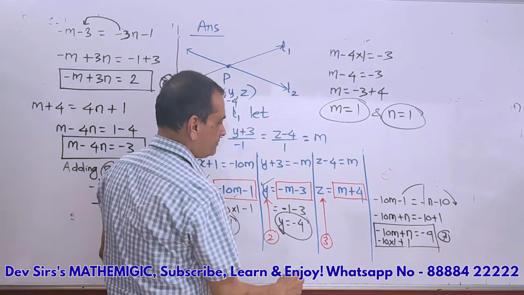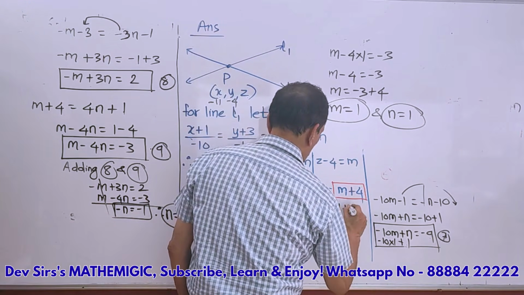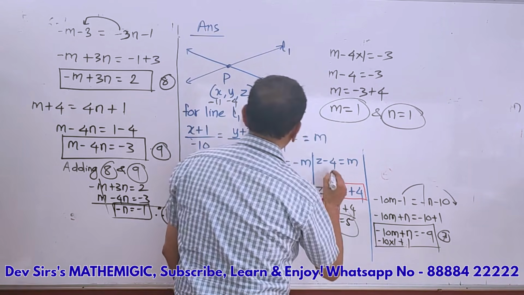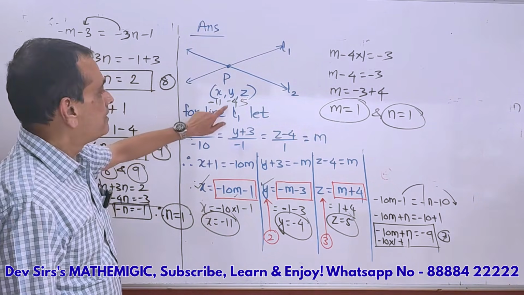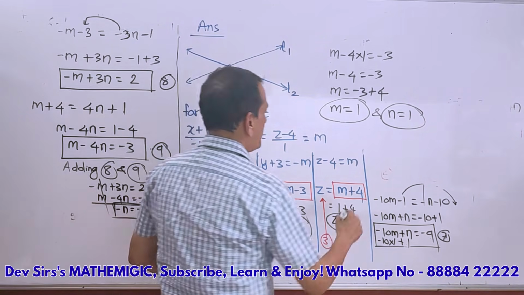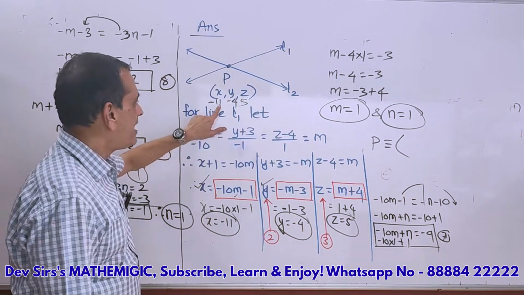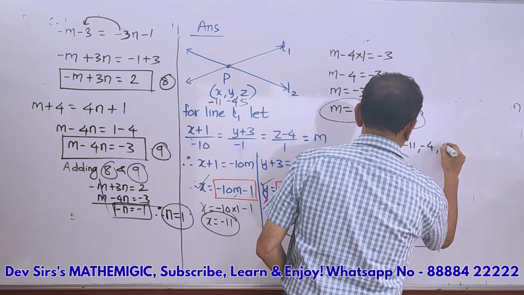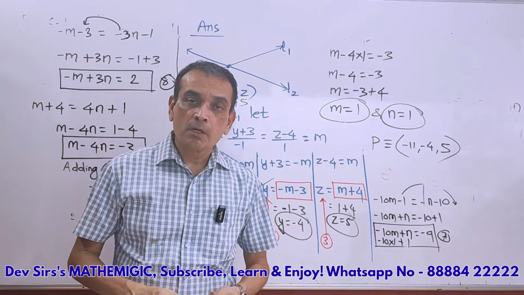z equal to m plus 4. Here there is only m. 1 plus 4. z equal to 5. Got this also. So the last final, where the examiner is going to check: point P, point of intersection, equal to minus 11, minus 4, 5. That is the solution. Followed?